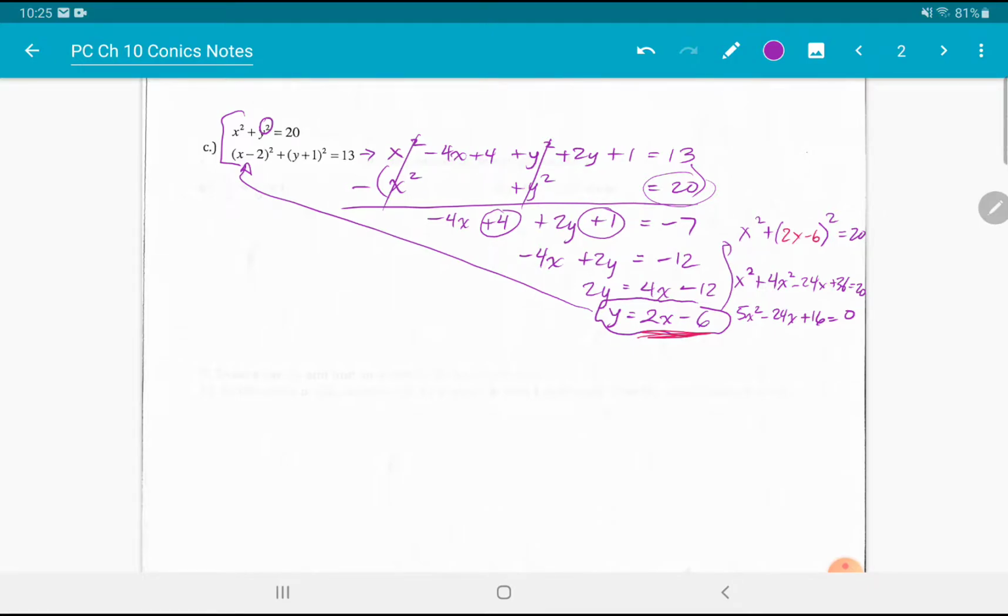I don't really know if this is factorable. I'm not going to bother with that. So instead, let's just use the quadratic formula. So x equals negative b plus or minus the square root of b squared minus 4ac all over 2a. Let's find that.